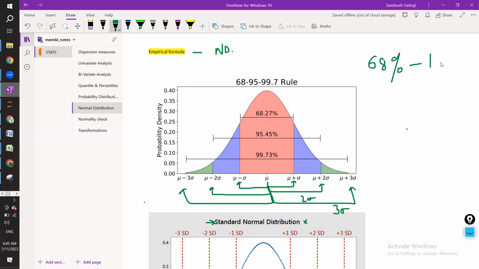Okay, one standard deviation. Agree? 95% of the data roughly can be found between two standard deviations. And roughly 100% of the data will be found between three standard deviations. Getting it? You don't know what the actual values of the data are.